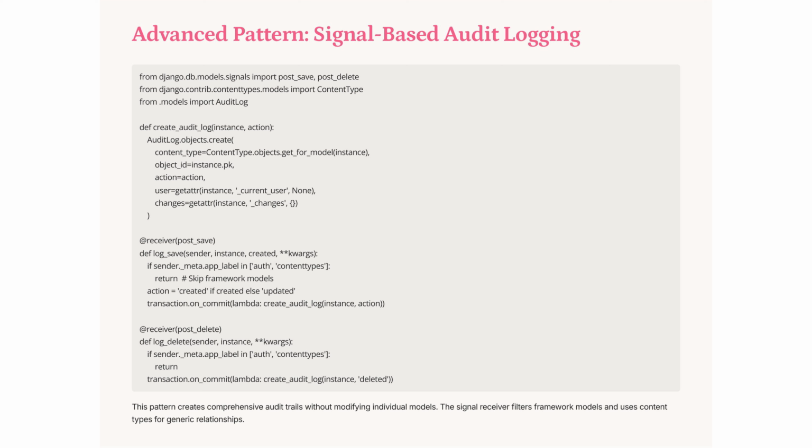Signal-based audit logging efficiently tracks changes by leveraging Django's post_save and post_delete signals. It creates audit logs without altering models, filtering out framework models like auth and content types. Using content types, it maintains generic relationships, ensuring comprehensive audit trails. This approach enhances transparency and accountability in data management.